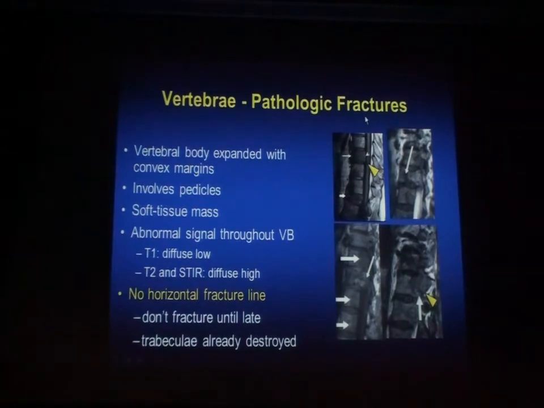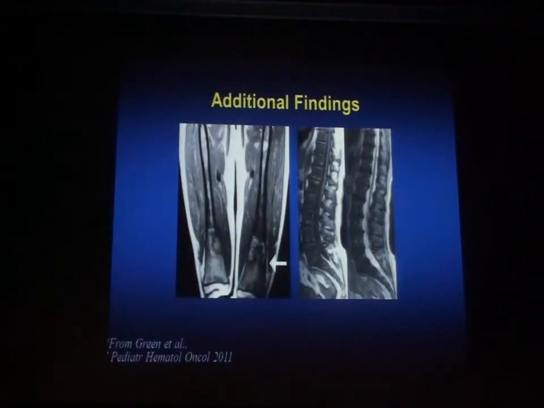Contrast that with pathologic fractures, where the vertebral body is actually expanded. We've lost the concavity posteriorly. It's actually bulging. Malignant processes tend to involve the pedicles. They may have a soft tissue mass, and they don't tend to have a horizontal fracture line. What happens is that the malignancy fills the entire vertebral body, it destroys the trabeculae, the fracture happens late in the game, the trabeculae aren't there to form the fracture line. So that's something you're going to want to look for when you're looking at a vertebral body compression fracture.